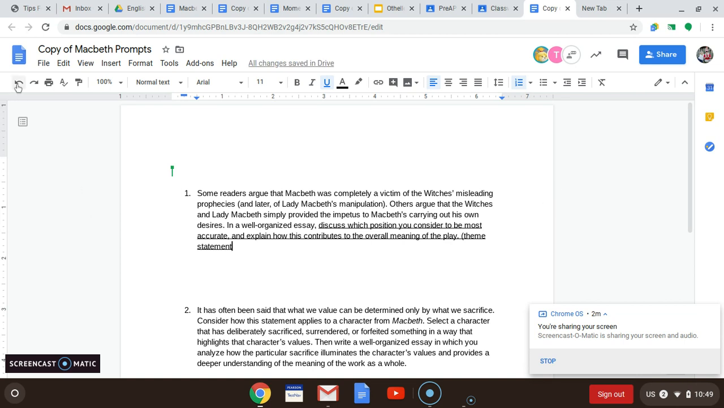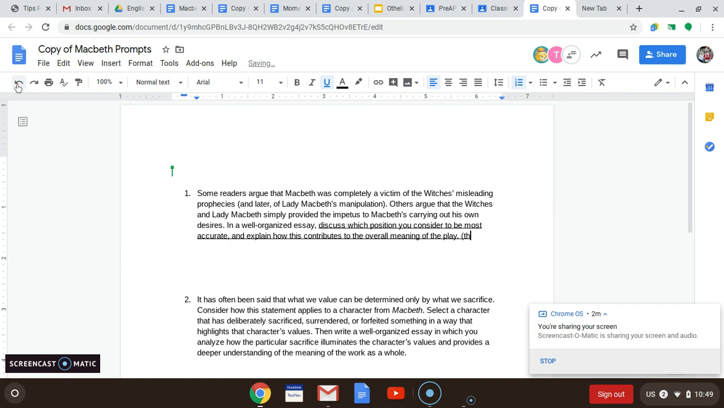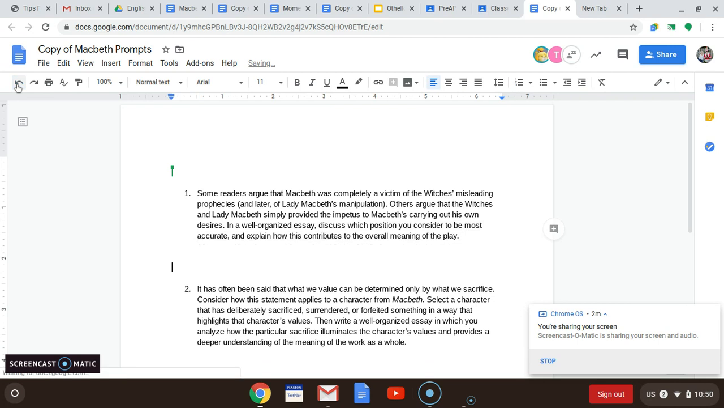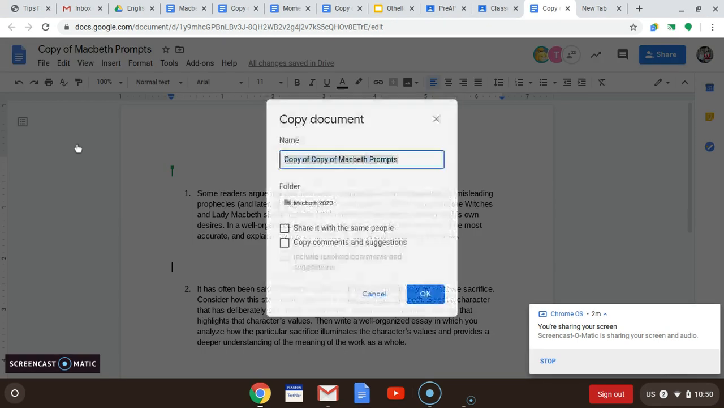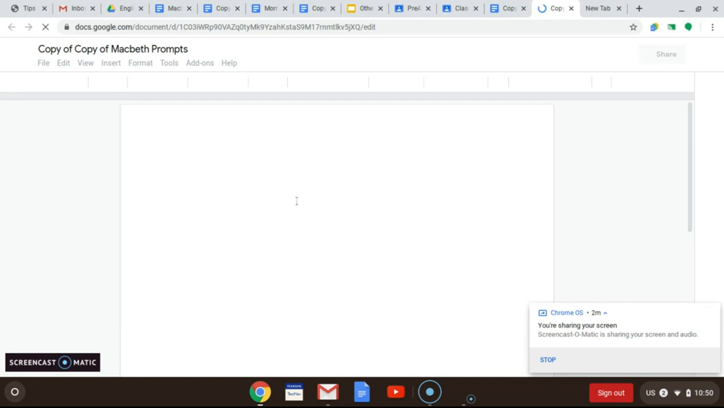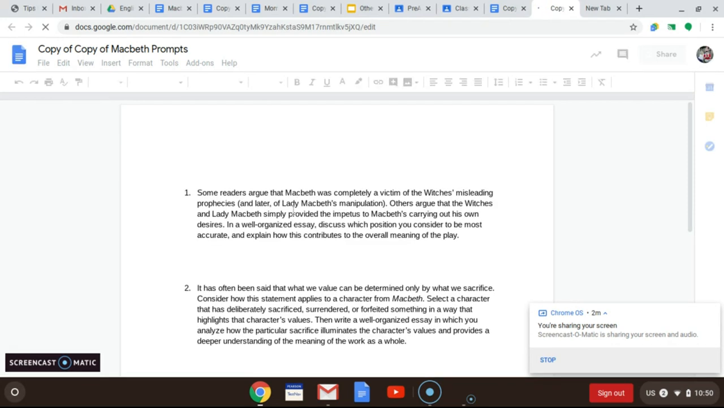Actually, I'm going to make a copy of my copy so this doesn't show up in yours. So real quick, if you need to make a copy, this is how you do it. Copy of copy. Come on, computer. It's a little slow. Hope you guys are staying in and you're staying safe.